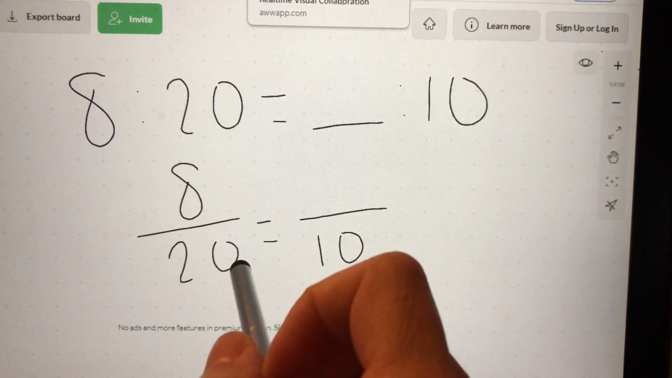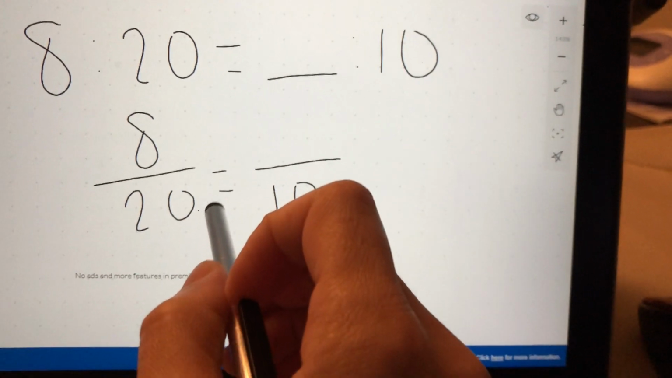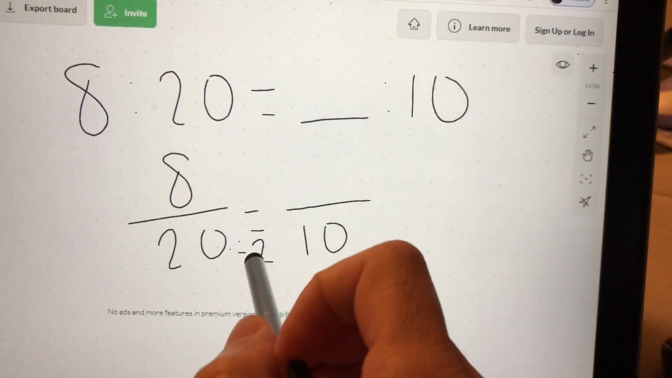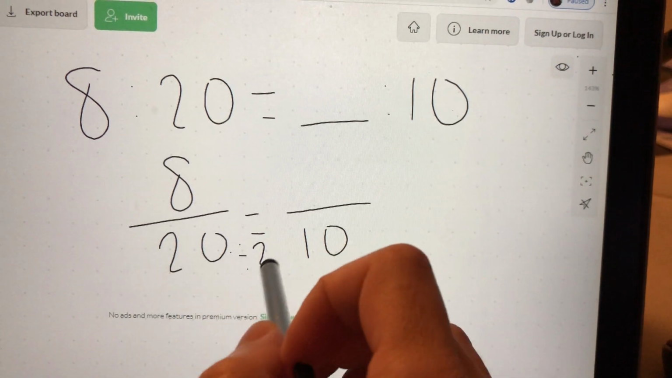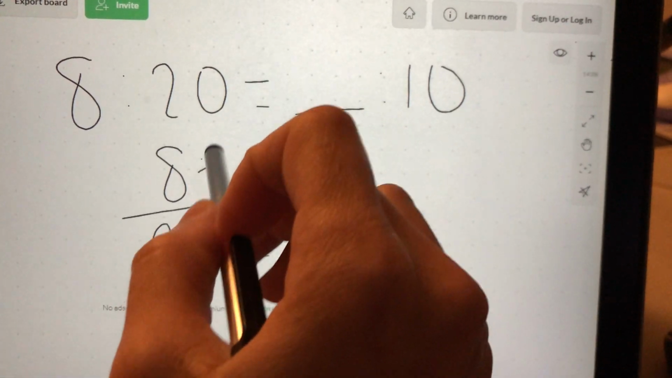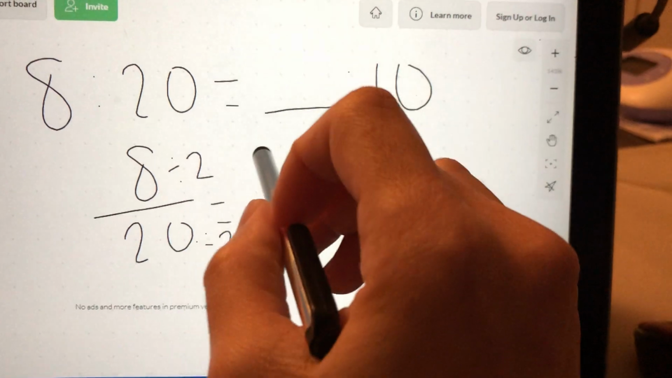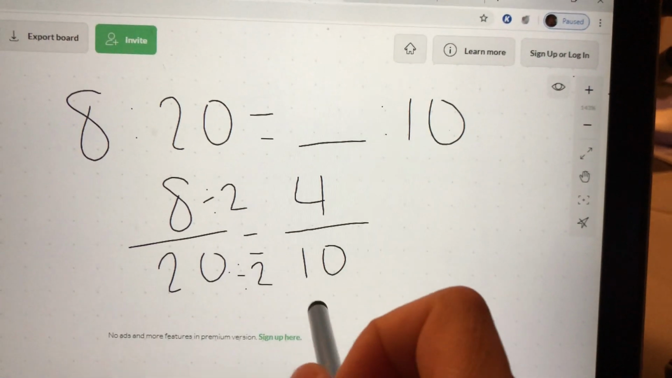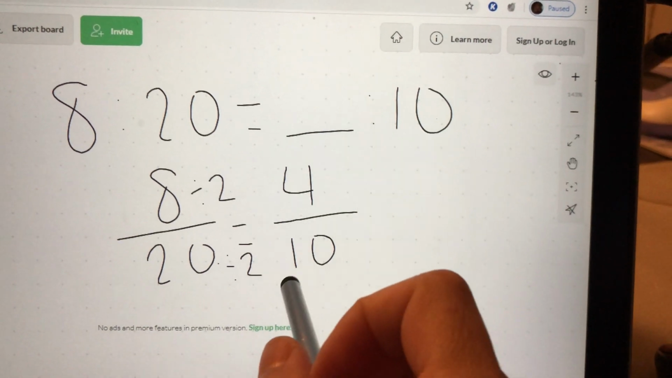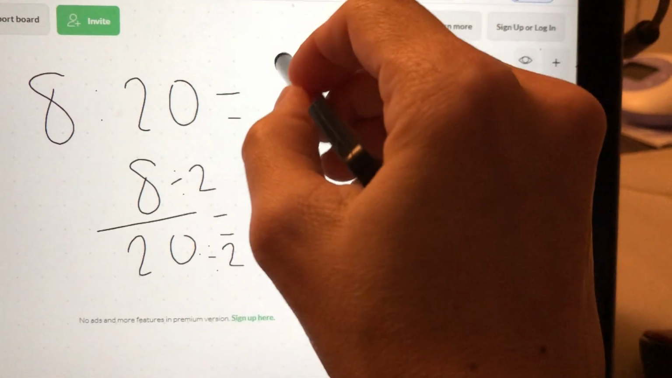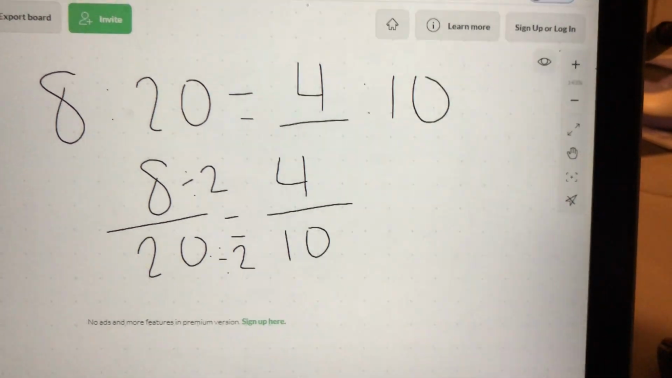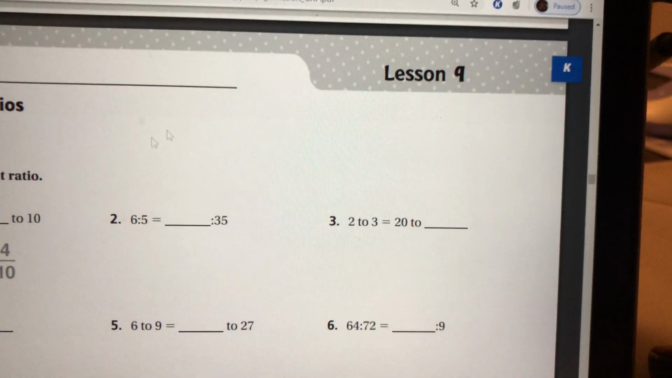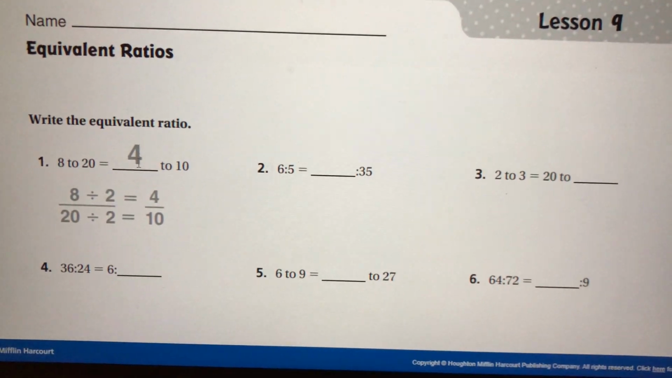Okay? So 20 divided by 2 would give you 10. Okay? So if you divide your denominator by 2, you're going to divide your numerator by 2 as well. And then obviously it would be 4. Do you simplify this? No, they're not asking you to simplify. They're asking you to write equivalent ratios. So in this blank, we're going to write 4. And then you see it here. Okay, the 4 to 10.